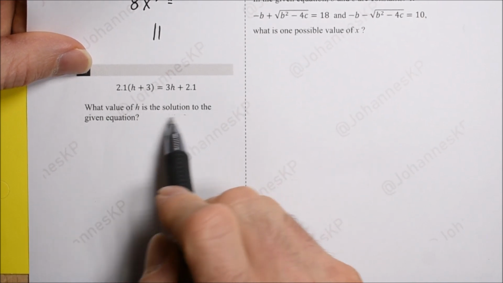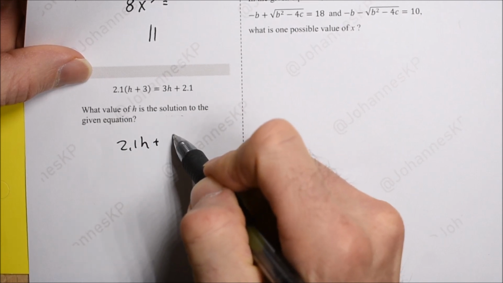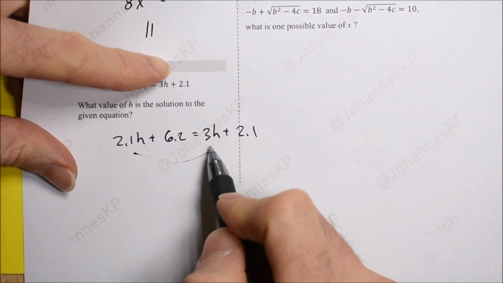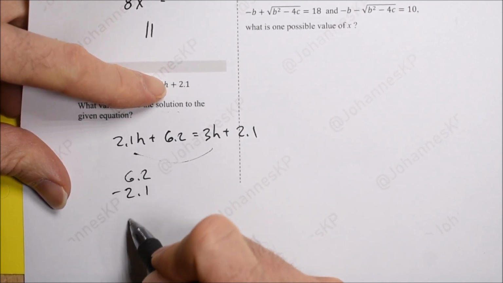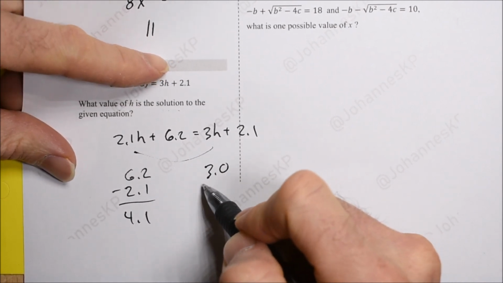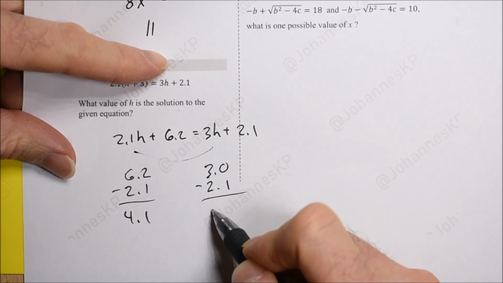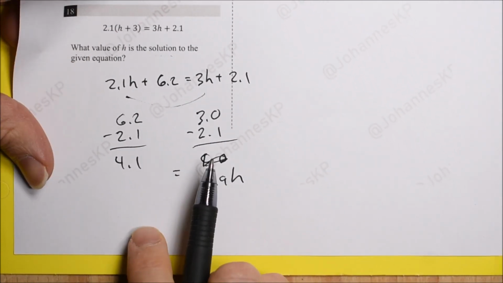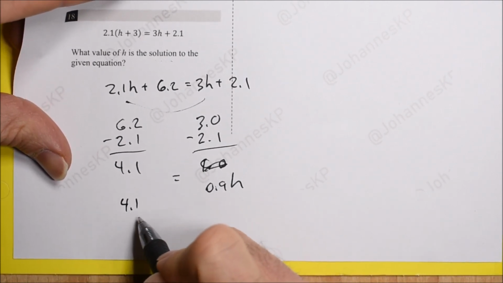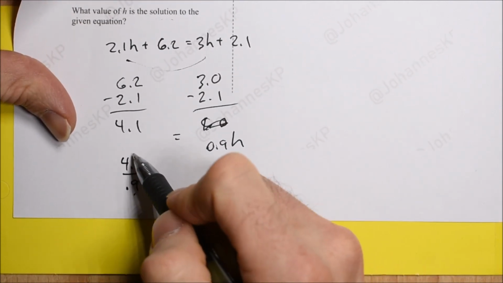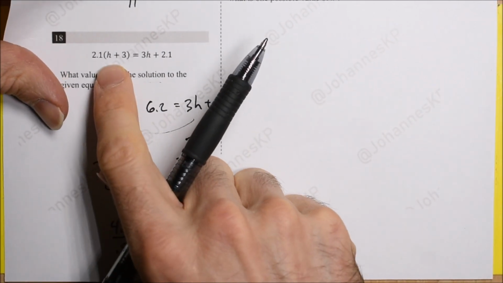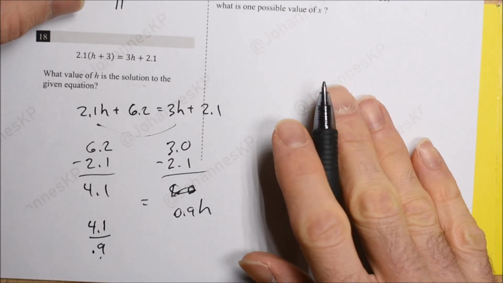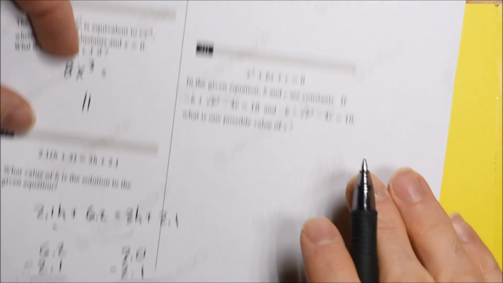All right, what value of h is the solution to the given? Okay, so you got 2.1h plus 6.2 is equal to 3h plus 2.1. I like taking the h's over here, so we're going to go 6.2 minus 2.1, which is 4.1. And then you got 3.0 minus 2.1. It's kind of like 3 minus 2 is 1, but you're going 0.9, 0.9h. So it's 4.1 divided by 0.9. And 9 doesn't go into 41 worth a darn. So I don't know why they had us do this one. Yeah, that's a bummer. Anyway, that's my answer. I think we're a little bit wrong on that one too.